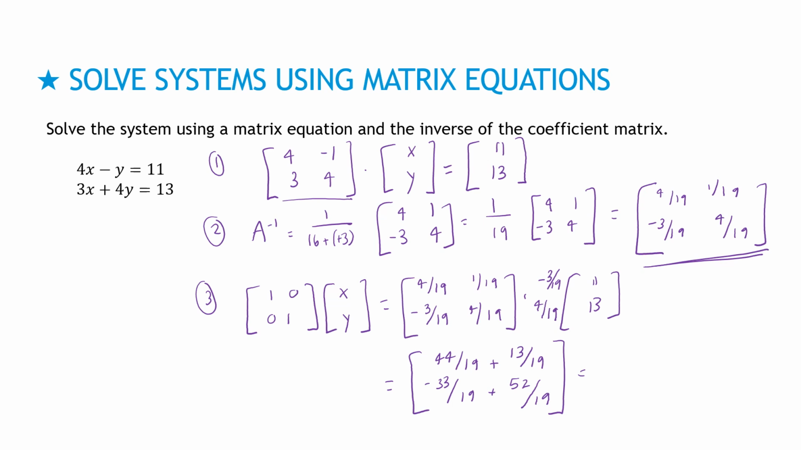And then I'm just going to add 44 and 13 divided by 19 gives me 3. And negative 33 plus 52 gives me 19. Divided by 19 is 1. So my solution is 3, 1.